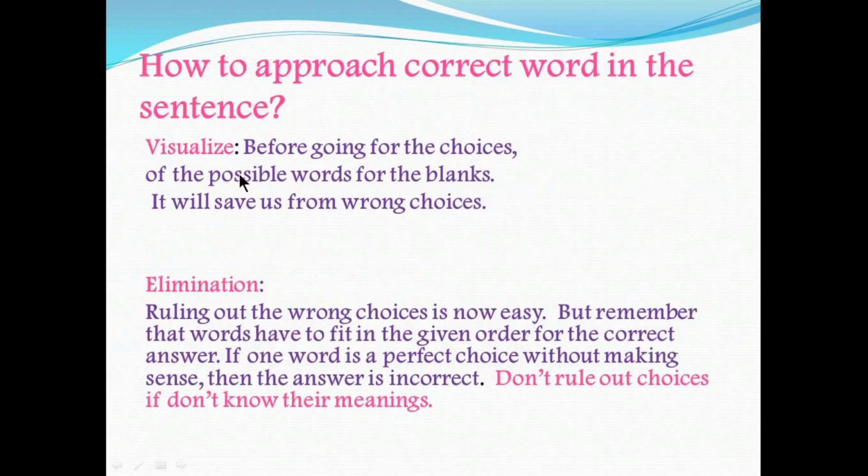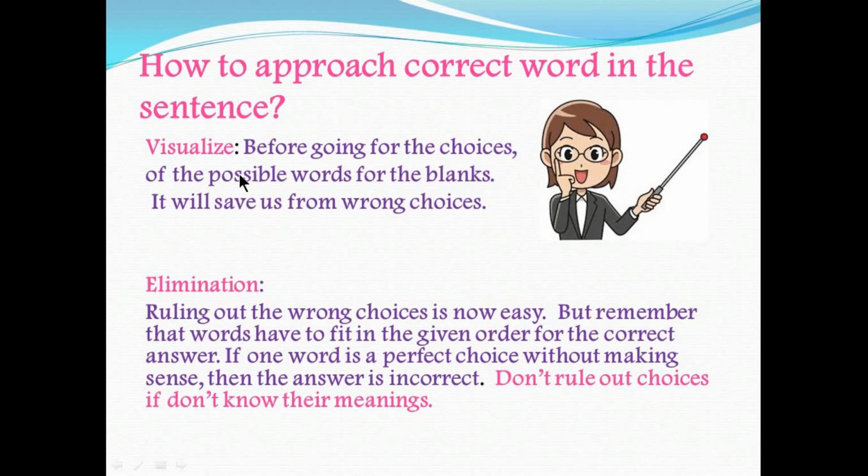Second point is visualize. You have to read the whole sentence very carefully, then after that you have to simply visualize the most suitable word in the blank. Then after that you have to go for the choices and skip the wrong ones and choose the synonym of the word that you have visualized in your mind. The third point is elimination. Another best thing is to eliminate the wrong choices. But don't rule out choices if you don't know their meanings.